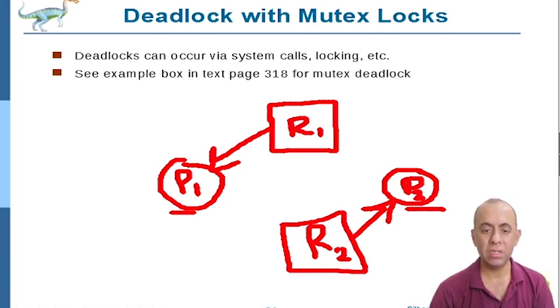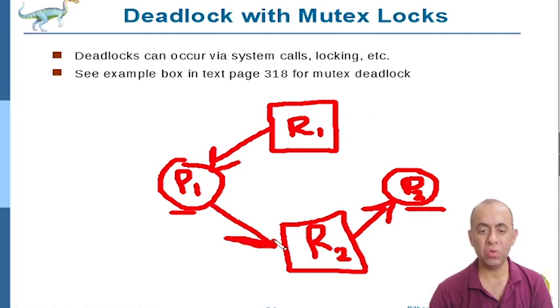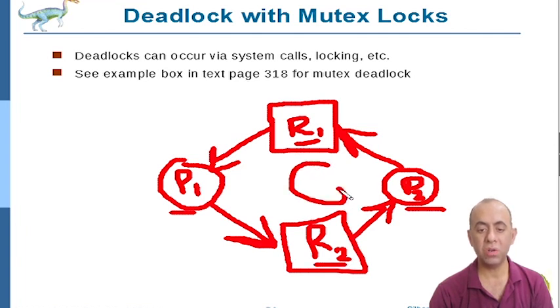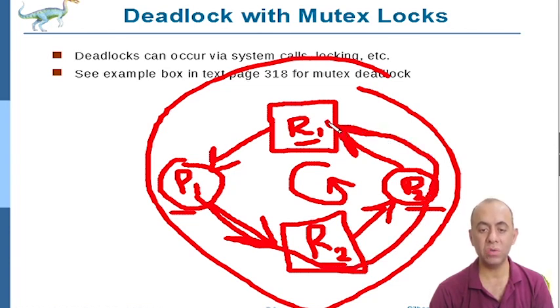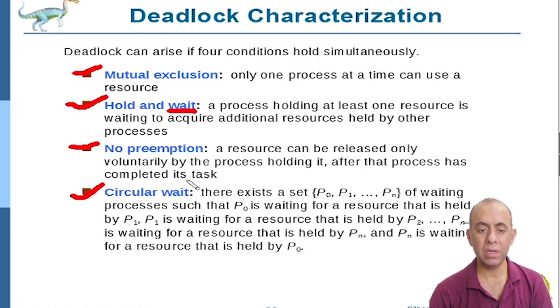The third thing that happened was that process P1 became interested in R2 while holding R1, and the fourth thing that happened was that process P2 became interested in R1 while holding R2, right? So this is a circular wait. This is a circle kind of thing. Process P1 is requesting R2, which is held by P2, which is requesting R1, which is held by P1, which is again requesting R2. So in this circular fashion there's a circular wait, and this is the fourth condition for deadlocks.